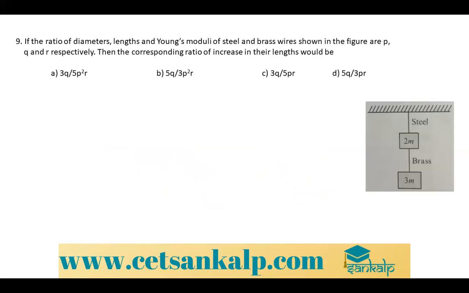If the ratio of diameters, lengths and Young's modulus of steel and brass wires shown in the figure are P, Q and R. So the diameter you can take as P, length you will be taking as Q, Young's modulus will be R. The corresponding ratio of increase in their lengths would be, okay, so in this problem you have the formula.